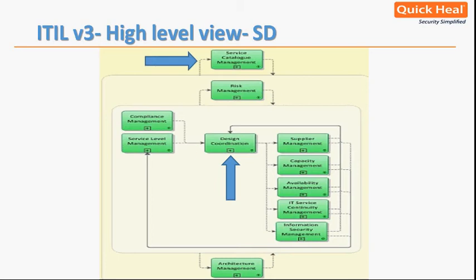Then we have service catalog management. Service catalog management has all the accurate information on all operational services and those which are being prepped or are in the pipeline. If someone wants to know what all ITSM processes, service details, their current status, and the service interdependencies are, then this is the right space, service catalog management.